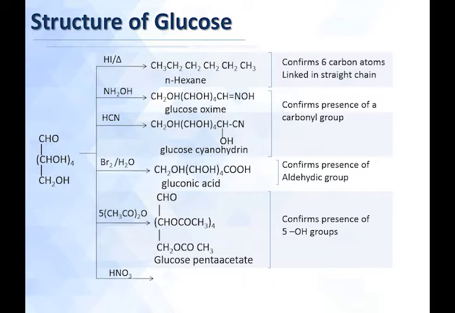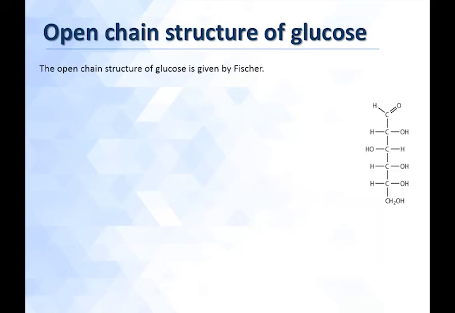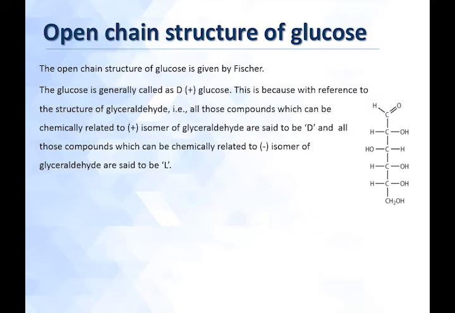An oxidizing agent like dilute nitric acid will oxidize both the aldehydic group and any primary alcoholic group present. This gives glucaric acid, which confirms the presence of one primary alcoholic group. Therefore, we conclude that glucose is a straight chain aldehyde containing 5 hydroxy groups. So we have here the Fischer projection of glucose. It's an open chain. This glucose is generally called D plus glucose.